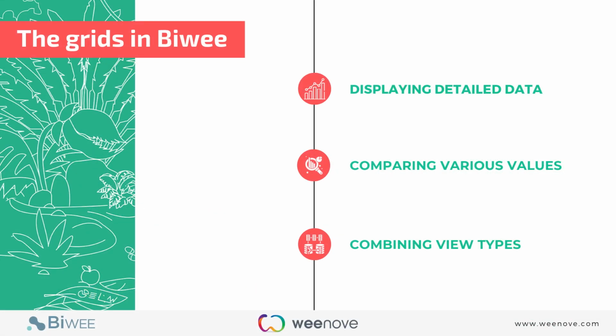Grids are recommended for displaying detailed data and values rather than purely chart visualizations. They are well suited for comparing various values and combining view types. Visual indicators can be added to help interpret the results.